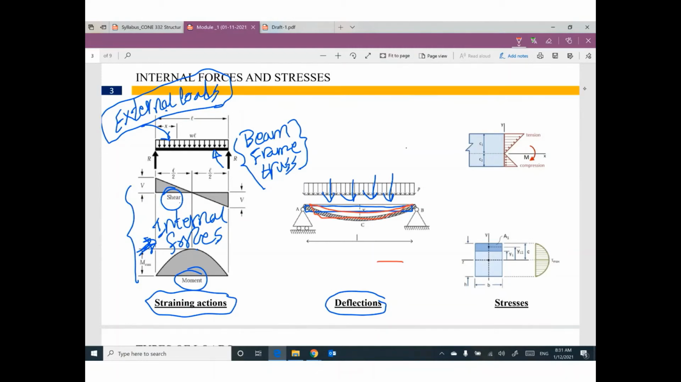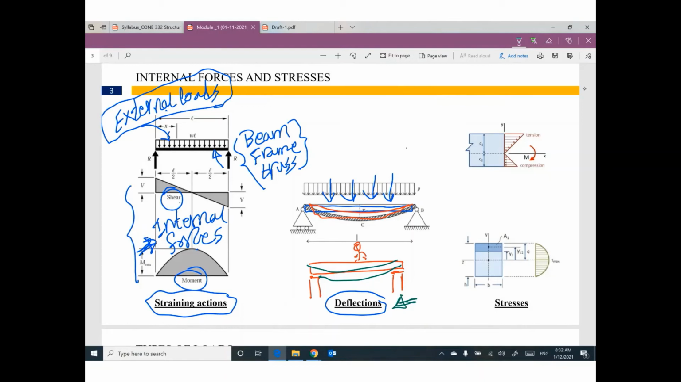Like if you have a piece of wood between two chairs, two seats, and you are standing here, believe me, this piece of wood will deflect like this. The structure will do the same. In our course, we will learn how to calculate these deflections.